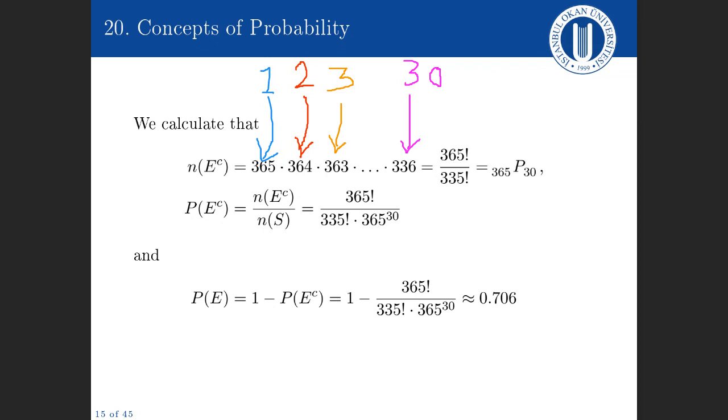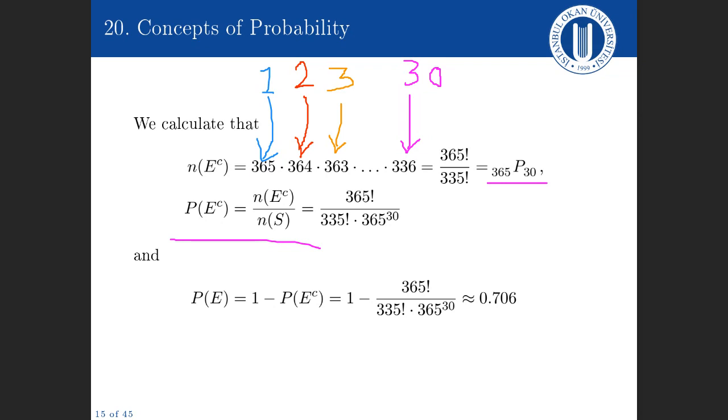We're doing 365 factorial divided by 335 factorial, or we're actually doing 365 permute 30. How many different ways are there to choose 30 out of 365 if the order that we choose it is important? And then we're ready to calculate the probability that all 30 students have different birthdays, the number of elements in E complement divided by the number of elements in S.